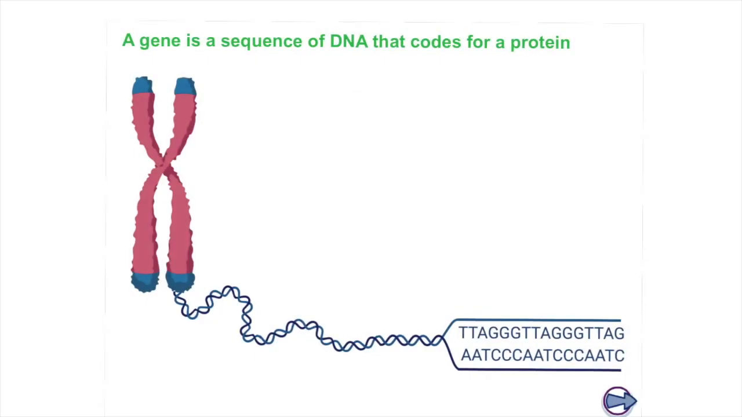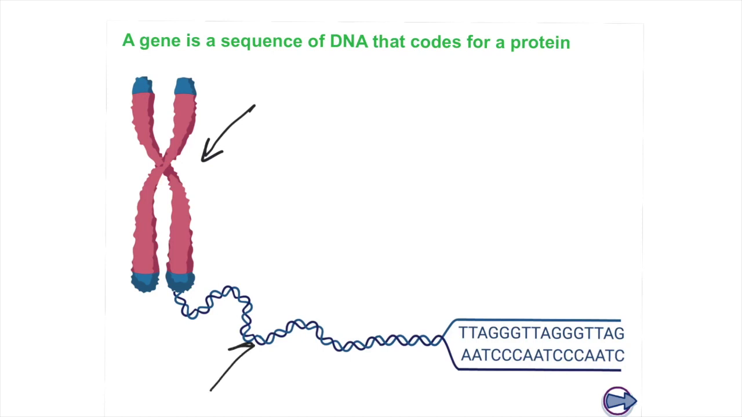We're going to be learning about genetics. This chapter is all about chromosomes, DNA, inheritance, and genetic disorders. I will first start with the definition of a chromosome. A chromosome is a long thread of DNA.